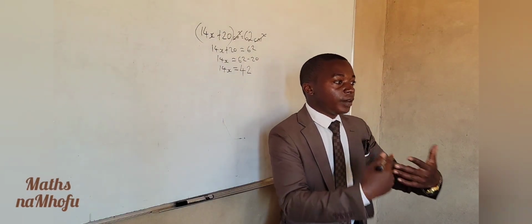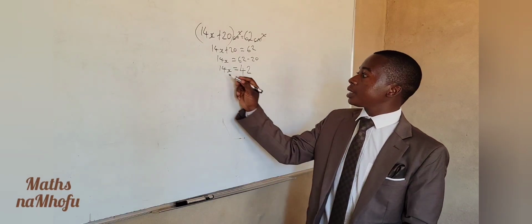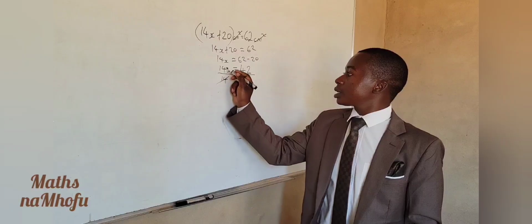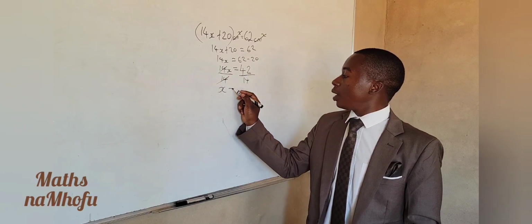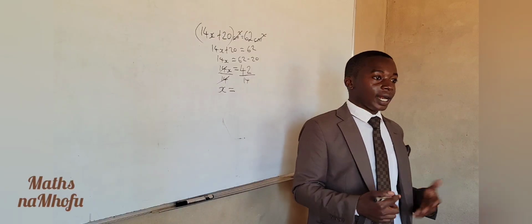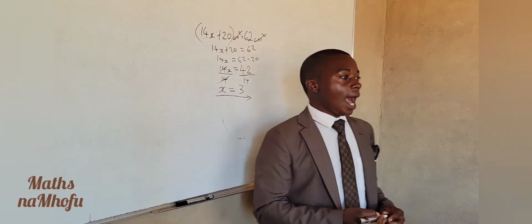Then we have to divide by what? By the coefficient, which is 14. So you divide here by 14 and here by what? 14. This cancels out that. The value of x will become what? The value of x will become what? 3, right? The value of x will be 3. This will be our final answer.